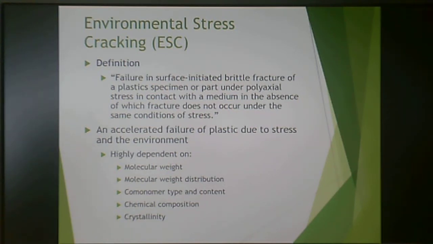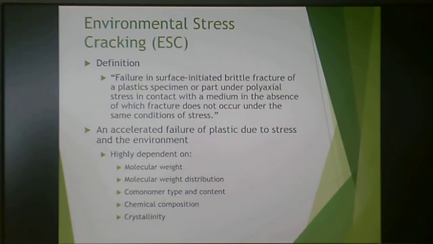The reason why permeability is an important concern is for barrier properties for food, but also the more permeable a material is, the more effect that has on environmental stress cracking. So what's environmental stress cracking? Environmental stress cracking is failure in surface-initiated brittle fracture of a plastic specimen or part under polyaxial stress in contact with a medium in the absence of which fracture does not occur under the same conditions of stress. What? In other words, it's accelerated failure of the plastic due to stress in the environment.